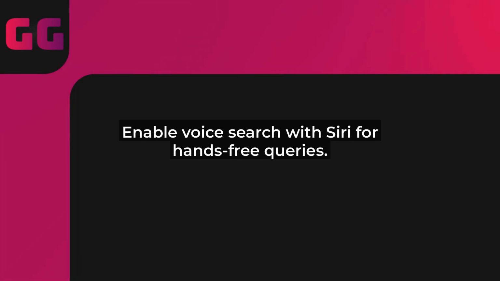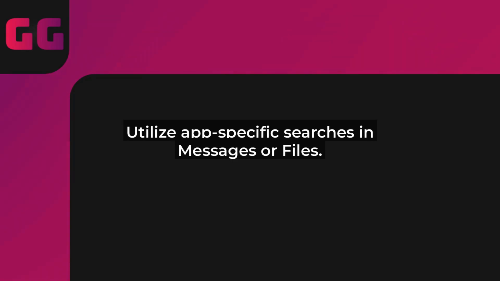Don't forget about app-specific searches. In apps like Messages or Files, there's often a search icon in the top right corner. Tap it and enter your keywords to filter through conversations or documents quickly.